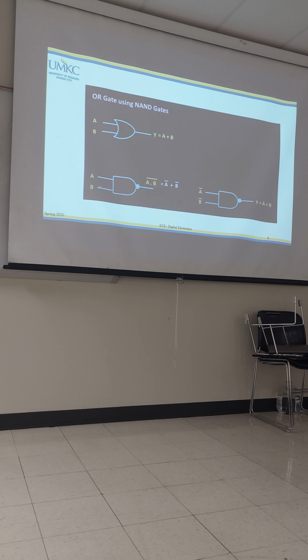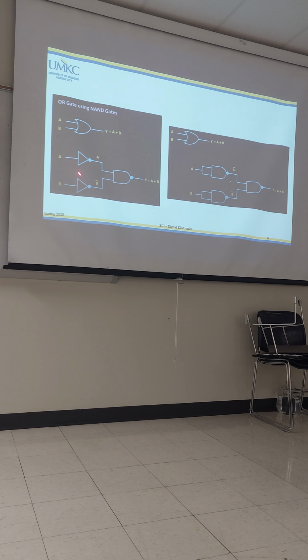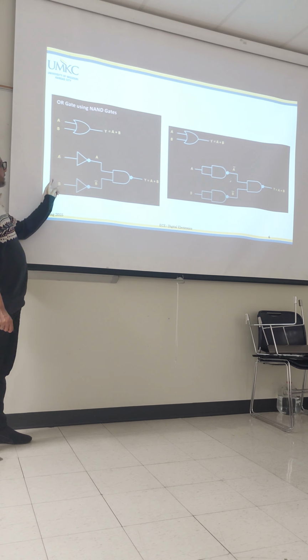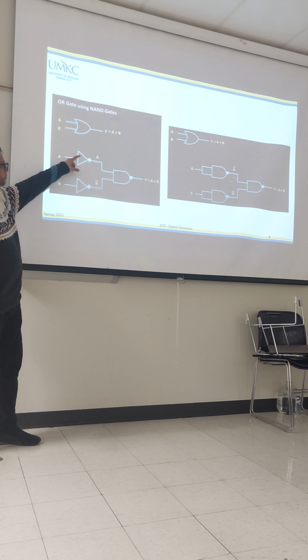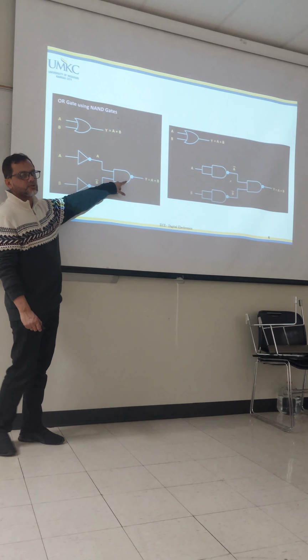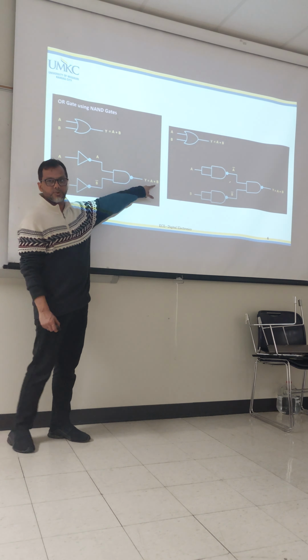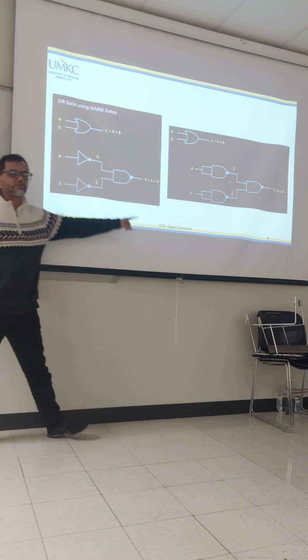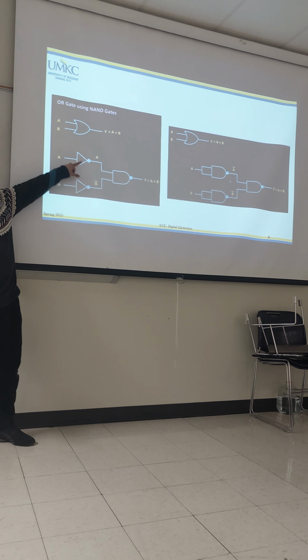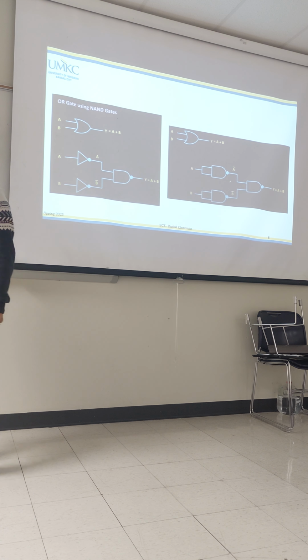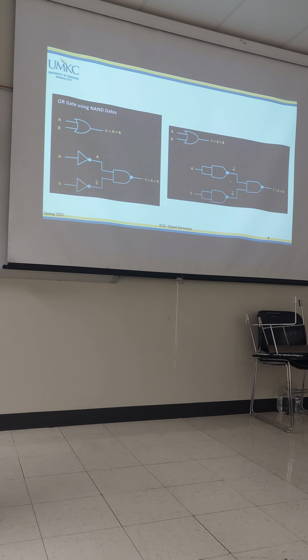So one NAND gate is not enough. Here we need to apply an inverter circuit. That means we have to give the first input to the first inverter and the second input to the second inverter. Then the outputs of these two inverters are given to the two-input NAND gate. Then we'll get A plus B. We already saw how to implement this inverter. So that means we need three NAND gates to implement an OR gate.